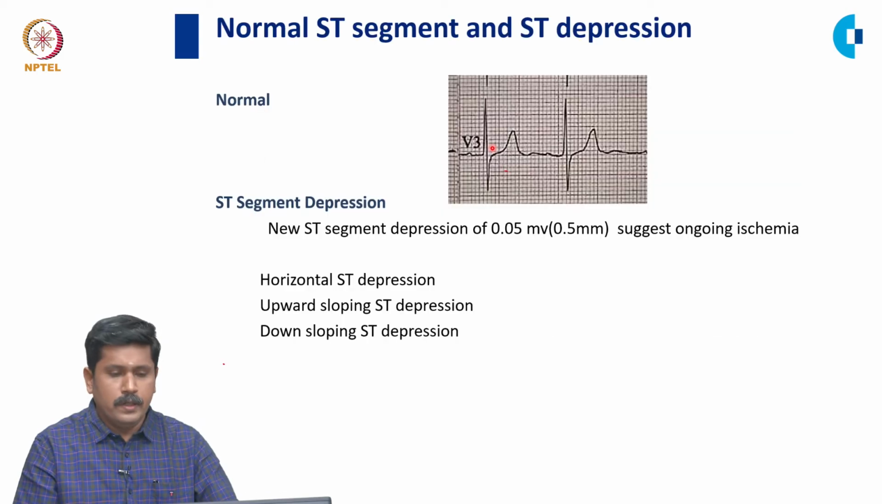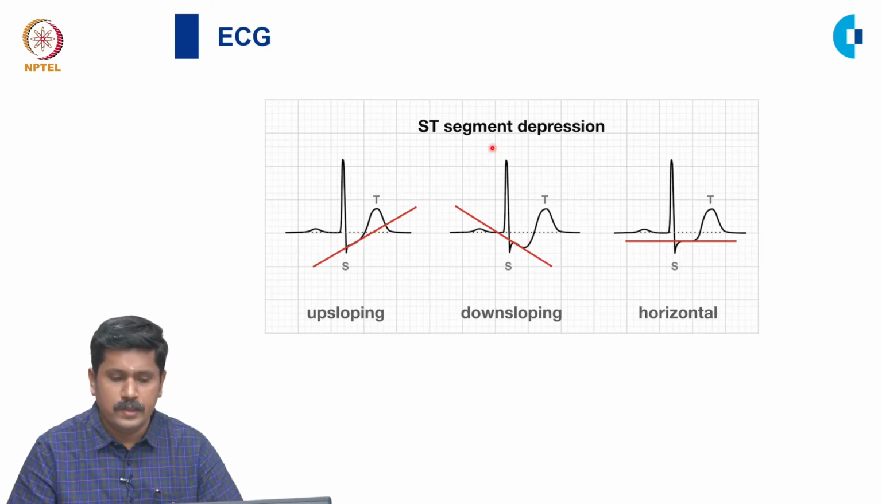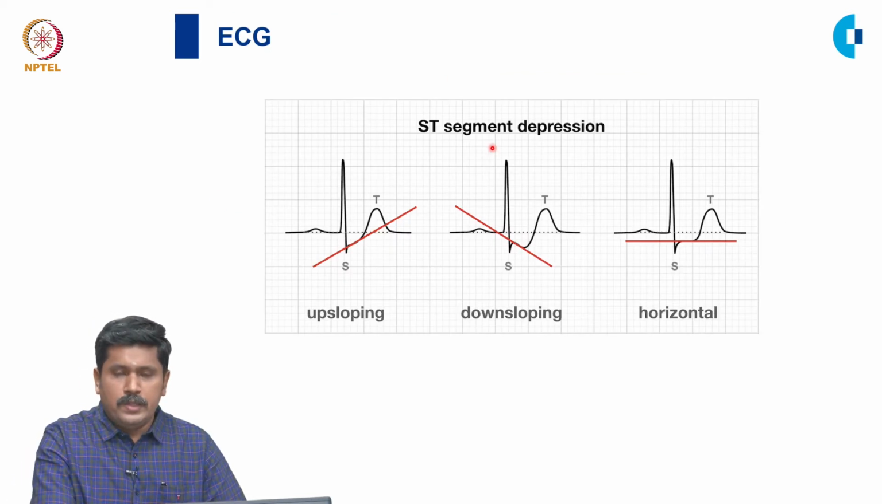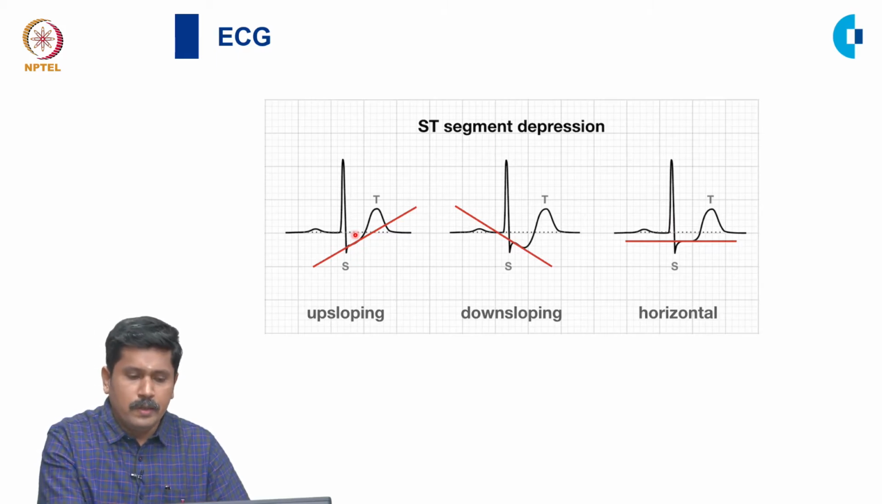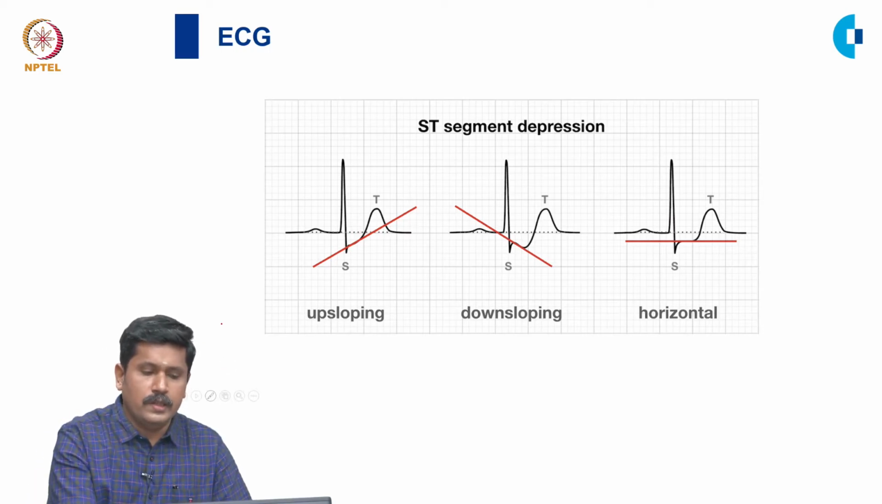There are three types of ST segment depression, and any new onset ST depression of more than 0.5 millimeter suggests ongoing ischemia. ST depression can be horizontal, upsloping, or downsloping. This ECG picture depicts the various types of ST segment depression. First is upsloping ST segment depression. You can see this is the baseline and the ST segment is depressed, with a sloping ST segment elevation. This upsloping ST segment depression can also occur as a normal phenomenon, that is, a physiological ST segment depression.